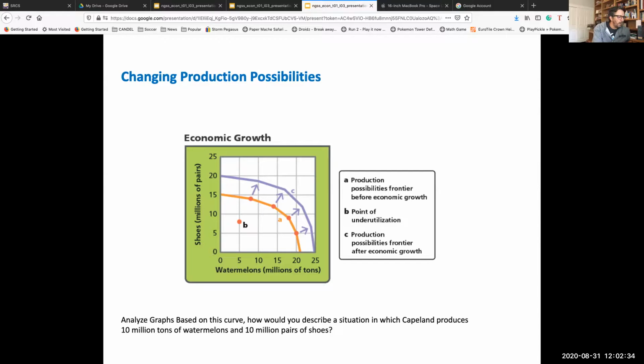So we know, as you said, it's an underutilization because we can graph it out. 10 and 10 would put the point right here, right? And that's below this curve, which is our efficiency curve, right? Our production possibility curve, right?